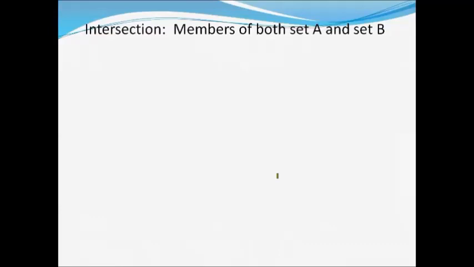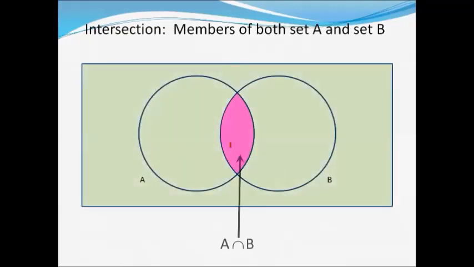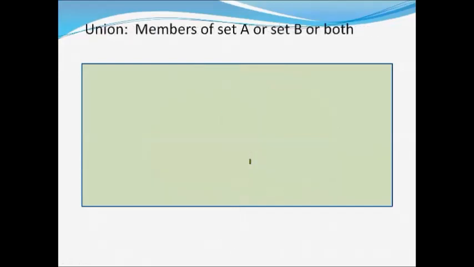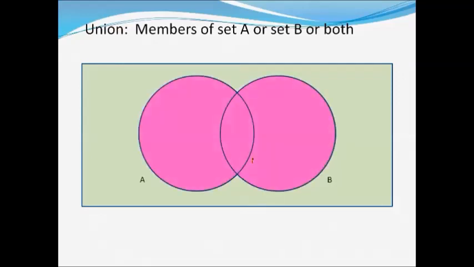So let's discuss the intersection, the members of both set A and B. Class, if you remember, the symbol for intersection is this symbol. The color shaded area here is A intersection B. Next, we have the union. When you say union, it means members of set A or set B or both. This is the union of A and B. The symbol for union is this one, as shown on the screen below.